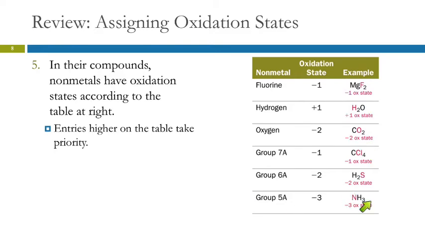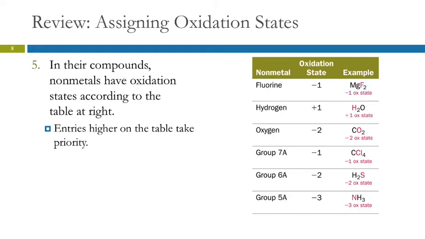This is the part that's very important. You can't get this from looking at ionic charges. So with the nonmetals in non-ionic bonds, where you don't have an oxide ion, you have oxygen in something, then how do you decide what the oxidation state is? So we've got this set of rules. And this goes in order of priority: fluorine, hydrogen, oxygen, something in group 7A, something in group 6A, something in group 5A. And so you look at your compound or whatever you're looking at.